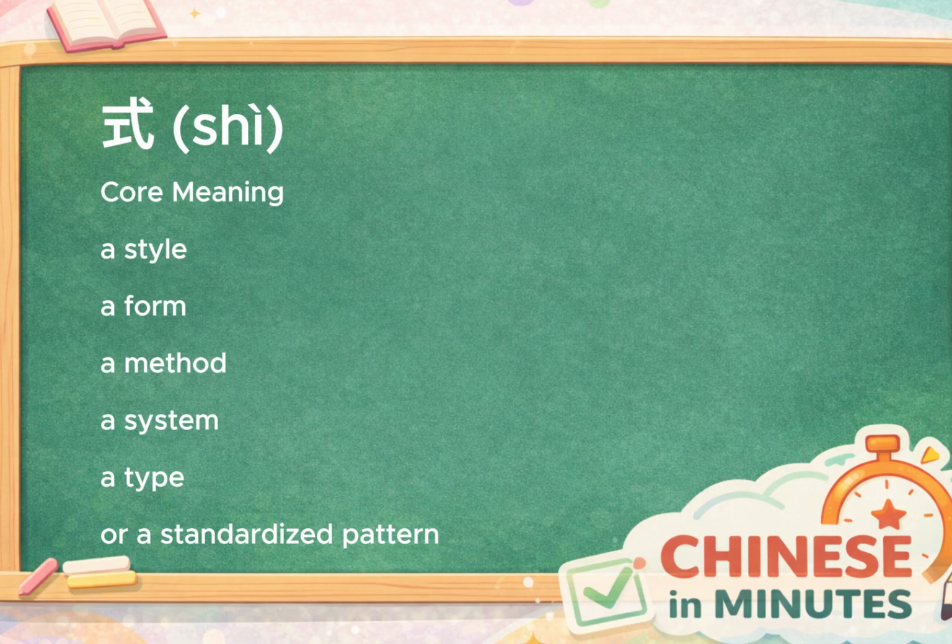For example, 方式 means method, 形式 means form, 正式 means formal, 中式 means Chinese style. Although these words are used in very different situations, they're all connected by the same core idea, a particular form or style. Once you understand this one character, you'll start recognizing the meanings of many new Chinese words without memorizing each one individually. Let's see how native speakers naturally use it.